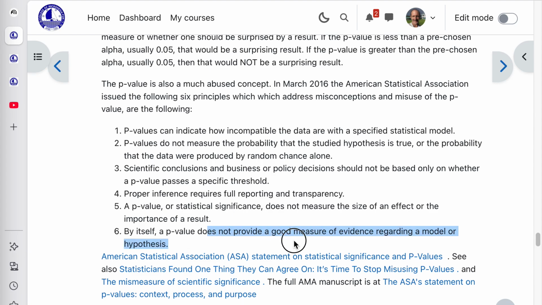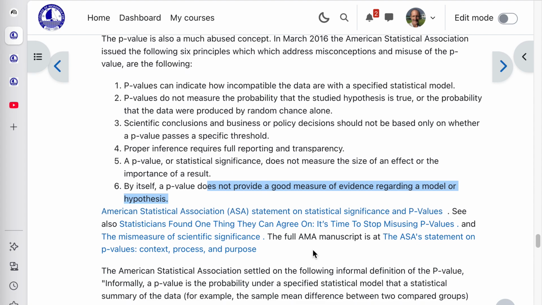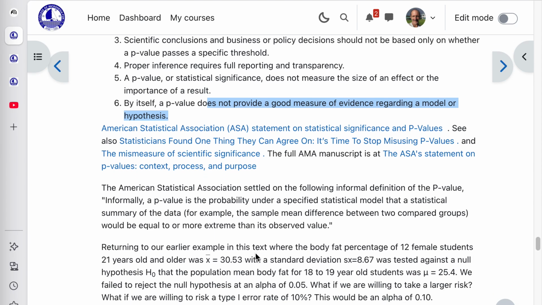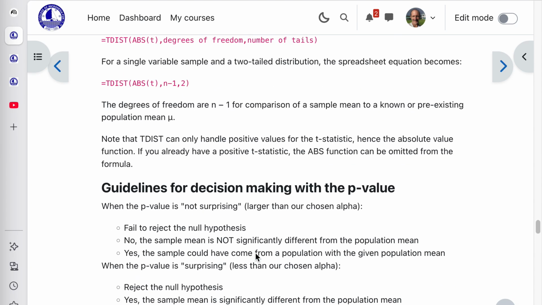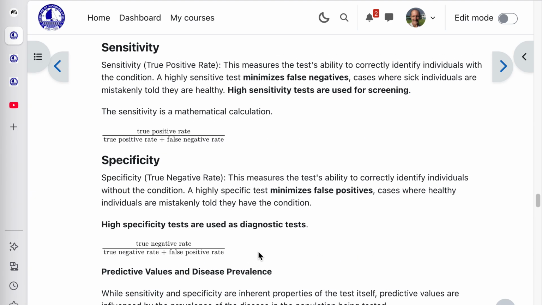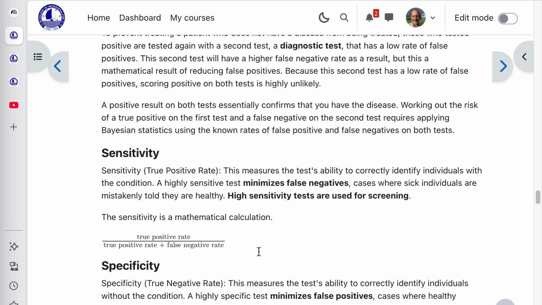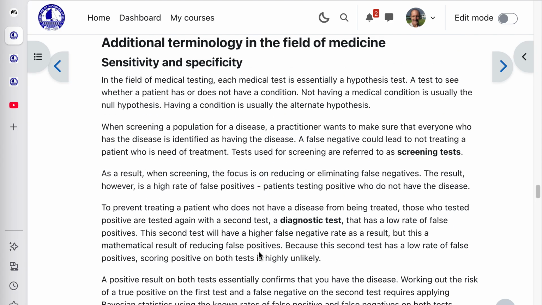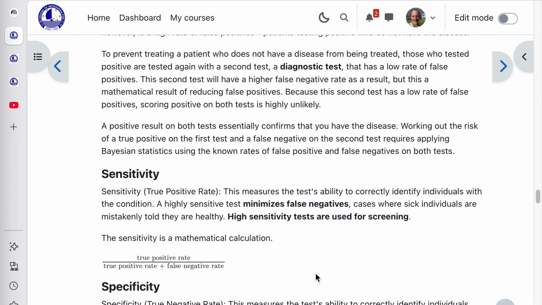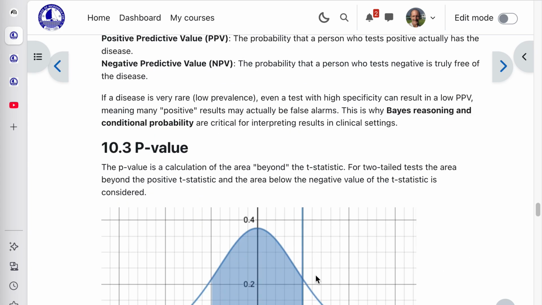By itself, a p-value does not provide a good measure of evidence regarding a model hypothesis. And there's a number of links to further information on this. And so the p-value, the way I treat it is, should you be surprised or not? And once you're surprised, then you can calculate the effect size and see whether it's small, medium, or large. The effect size is how big this difference is relative to the standard deviation, the variation seen in the data. Technically, the pooled standard deviation, but that's beyond the scope of this introduction to the concepts of medical statistics.